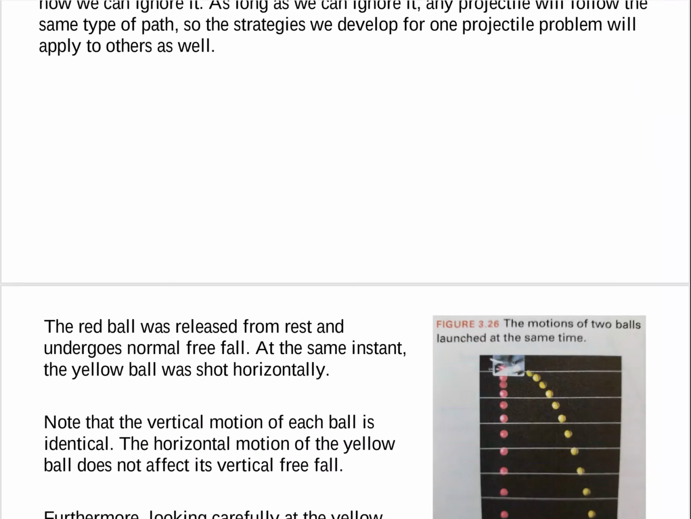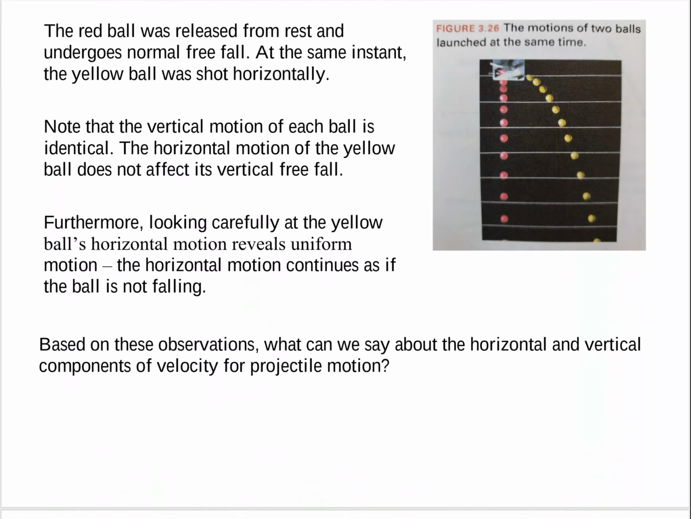So, moving on, we have in the diagram two different colored balls that are released at the same time. The red one falls straight down. The yellow one was launched horizontally. But because they're both technically projectiles under the influence of only gravity, we have normal free fall for one. The other one, because it was shot horizontally, has a horizontal component to its velocity, but also has free fall. So notice that the vertical motion for each is identical.